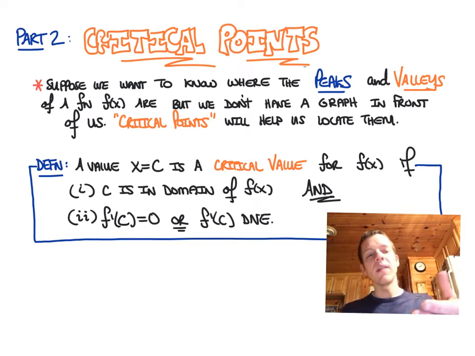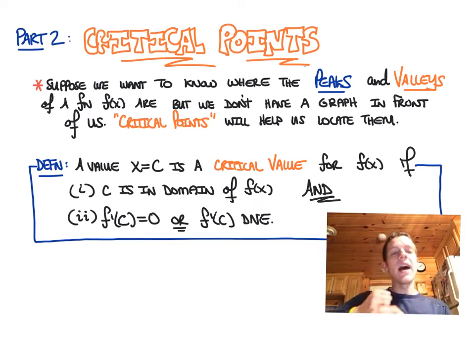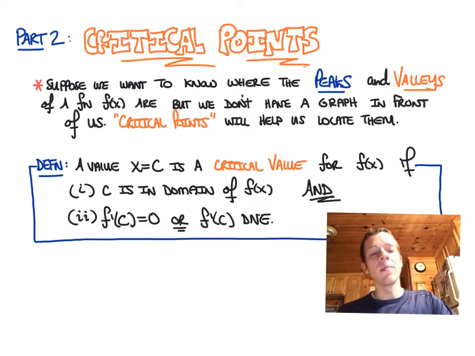As a definition, we say that a value, x equals c, is a critical value. The point would be the ordered pair associated with that, but if you're just talking about the x value, it's a critical value for the function f of x if two things are satisfied. First of all, it has to be in the domain of the function, so it can't be a point of discontinuity of the function. And second, the derivative at that point, c, is 0 or doesn't exist.